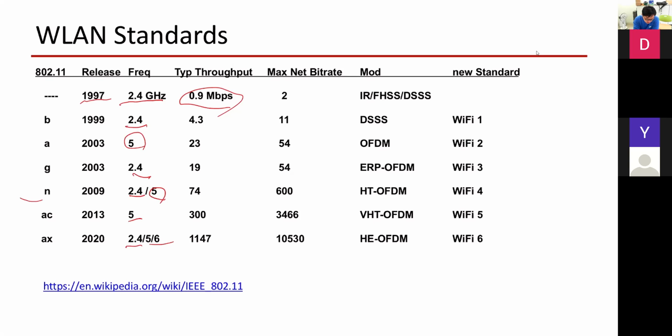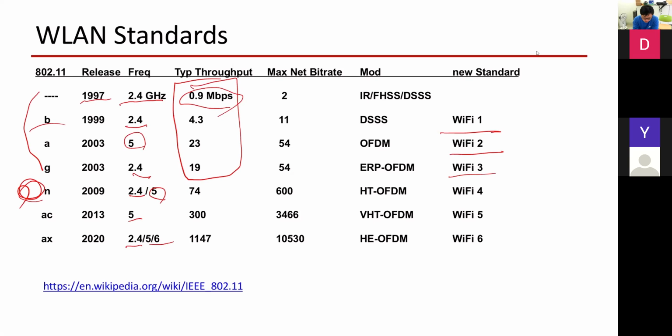So N was a groundbreaking performance and killed the market. Then there are A, B, and G, they're just playing with it, and this is their performance. B is called Wi-Fi 1, A is called Wi-Fi 2, and G is called Wi-Fi 3. They are not sequential, okay?